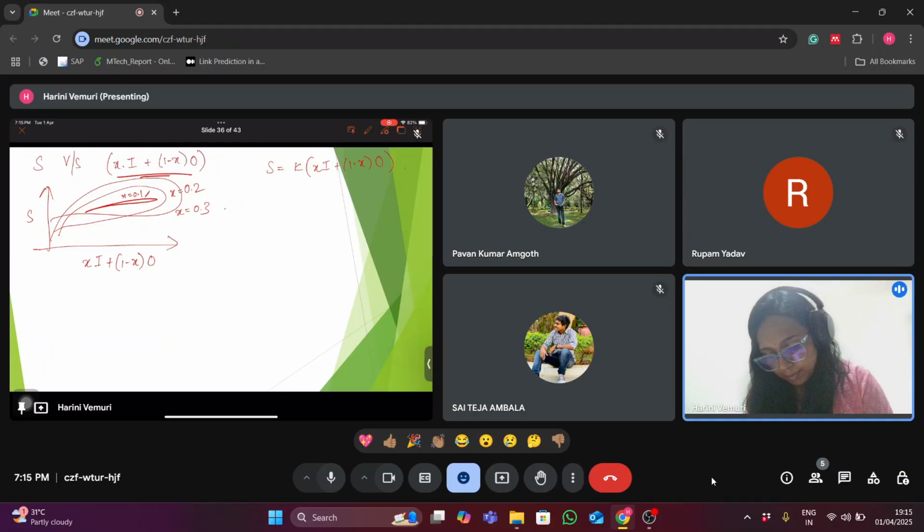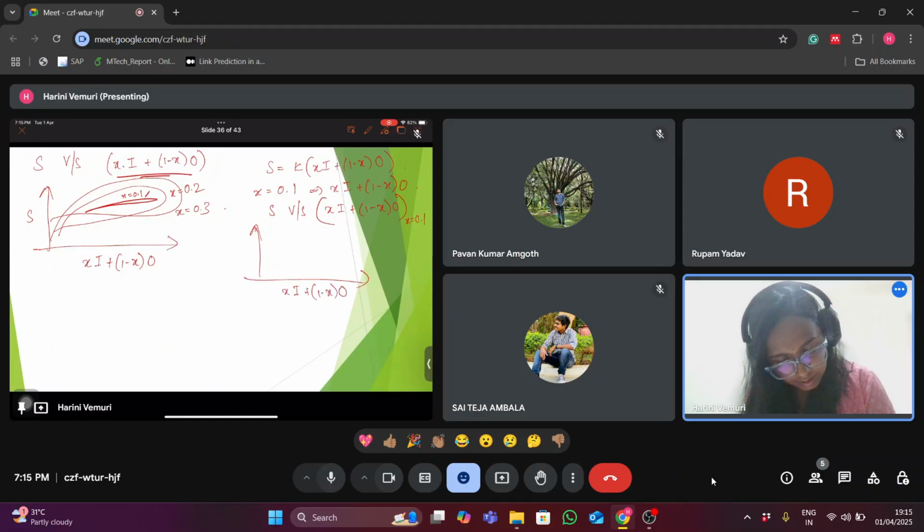Then, based on x equal to 0.1, we will find the values of x into I plus 1 minus x into O, and plot s versus xi plus 1 minus x into O at x equal to 0.1. If these points are like this, then we'll draw a best straight line, and the slope of this line will be k. Okay. So is this clear how we will calculate the x and k parameters of this Muskingum method?